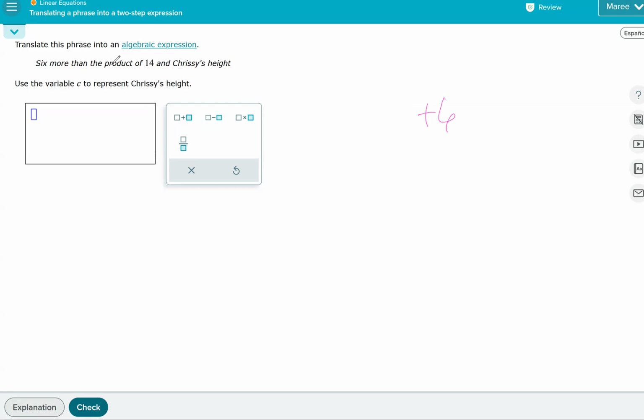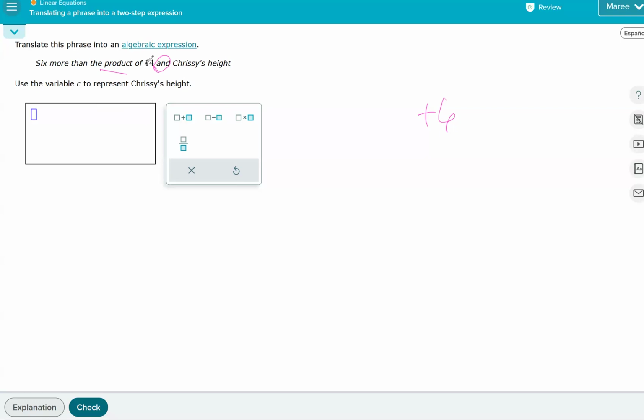And it tells us the product. So product in math means multiply. And when we multiply two factors together, there's two things you have to multiply. So you need to look further ahead in the phrase and look for the word and. So after product, we see this word and right here. That's going to tell us the two things that we're going to be multiplying.